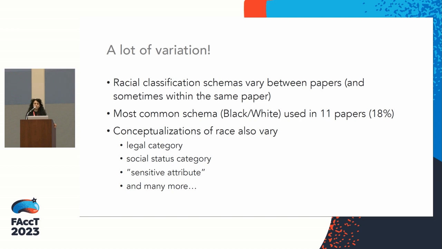And conceptualizations of race more broadly also vary. So we do see race conceptualized as a legal category, which we might expect given the critical literature. But this is still only about half of papers. We also see race conceptualized as a social status category, or even as a really abstract sensitive attribute that's kind of interchangeable with any number of other variables within the data. And there are lots more. There are details on that in the paper.